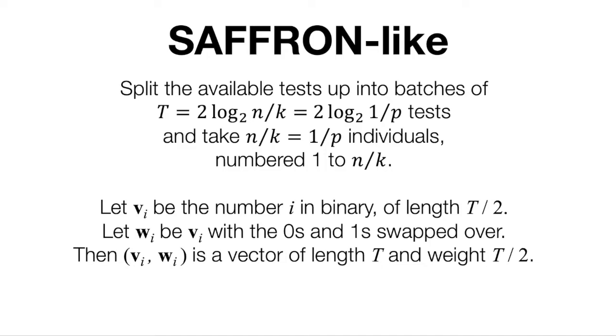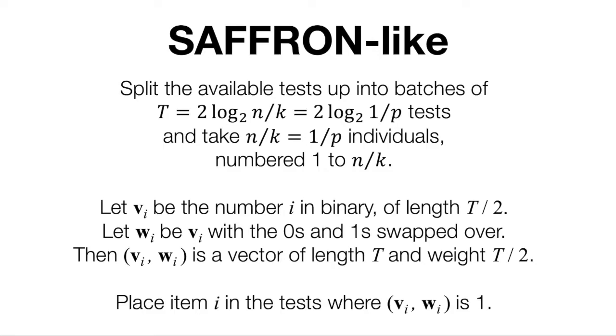Then write out w to be that number i written in binary, except swap the zeros for the ones. So it's kind of the flipping of the number v. And then stick those together. So v comma w is the number i in binary followed by its flip. So that's of length t, and it's weight t over 2, because wherever it's got 1s in the first half, it's got 0s in the second half, and vice versa. And we're going to place an item i in the tests corresponding to that vector. So that vector is the length, the number of tests, and for each entry where it's 1, we'll put that item in the test, and for each entry where it's 0, we won't.